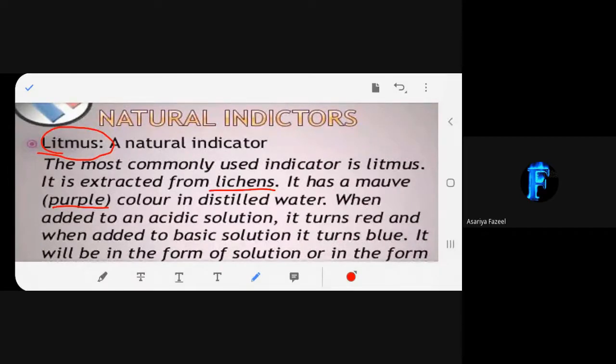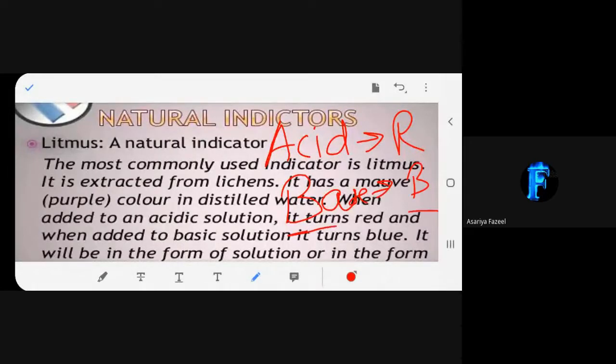Now, when this litmus paper is put in the acidic solution, the blue will turn to red. That is danger. You should know acid is a danger. So which is the dangerous color? Red. So if I say acid, what should come to your mind? Red. If I say basic, what should come to your mind? Blue. So how will you remember better? Acid means red, R. Basic, blue. BB. B and blue ka B.